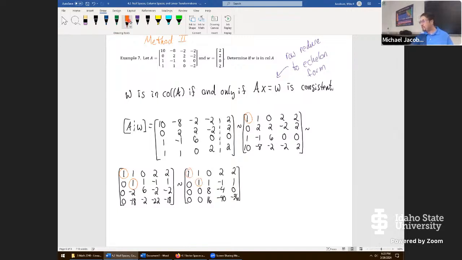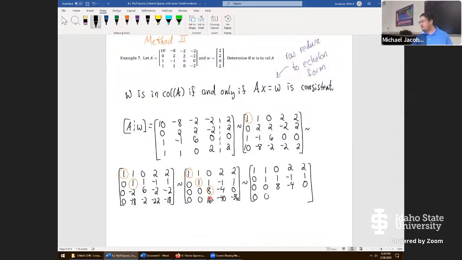We have pivots here, here, and here. Last thing to do is just eliminate that 16. So we're now copying in rows 1, 2, and 3: 1, 1, 0, 2, 2, then 0, 1, 1, -1, 1, and 0, 0, 8, -4, 0. And finally, the operation can start.